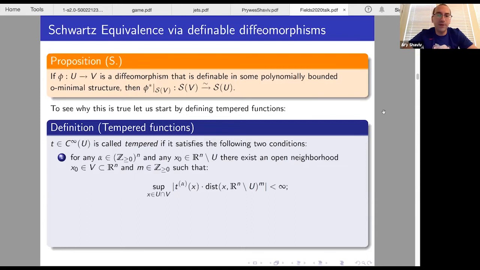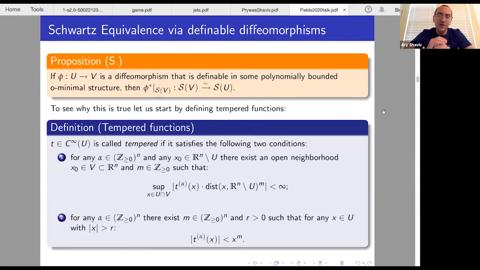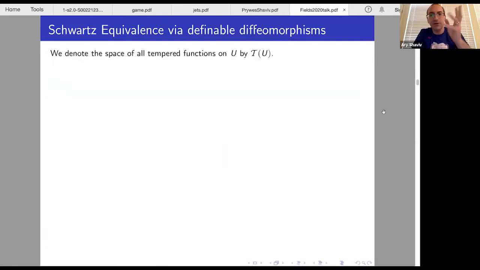The second condition will be the same condition, but for infinity. So for any multi-index of t, we can find, again, some monomial such that for big enough x, which is to say in the neighborhood of infinity, the alpha derivative of t is bounded by this monomial. So you can think of it as the property of being tempered at infinity. Okay, so these are tempered functions. The space of all tempered functions is denoted by T of U.